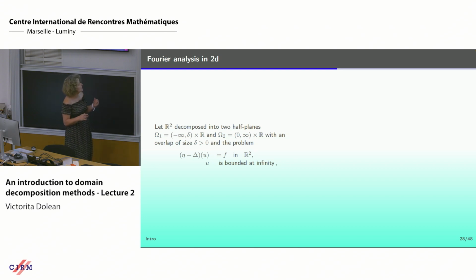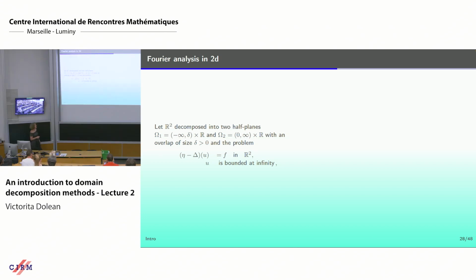is just to say, my domain is simply R2, the whole plane. I decompose it into 2 infinite domains which overlap. So you have the first domain, which is bounded only in the x direction, so it's minus infinity to delta. The second domain is 0 to infinity, right? So you see that they overlap, and the overlap is defined by this parameter delta, but otherwise they don't have boundaries, they're infinite domains, right?